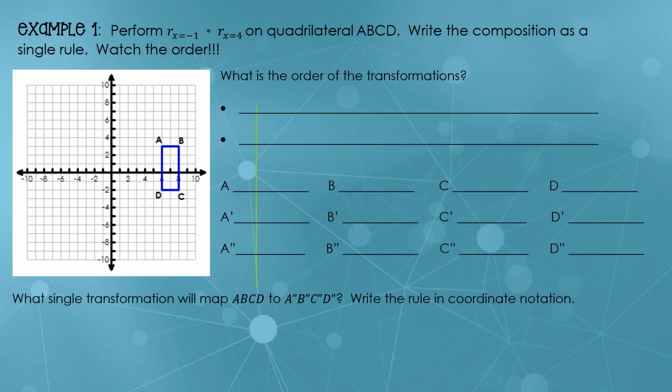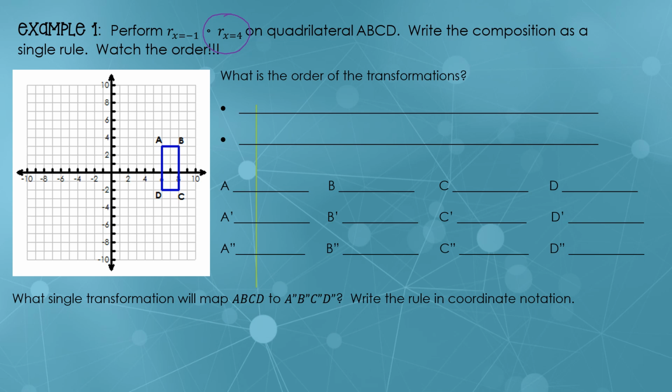So for example 1, we are going to perform the composition of r sub x equals -1 with r sub x equals 4 on the quadrilateral in the graph below. Then once we get it graphed, we will look at the graph and the coordinates and determine if a single transformation can get you from the original pre-image to the final image. So the first thing you want to do is pay attention to the order. Remember that when it's written with this composition rule, the second transformation is what you do first.